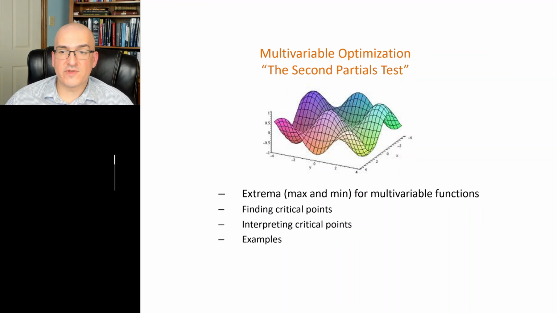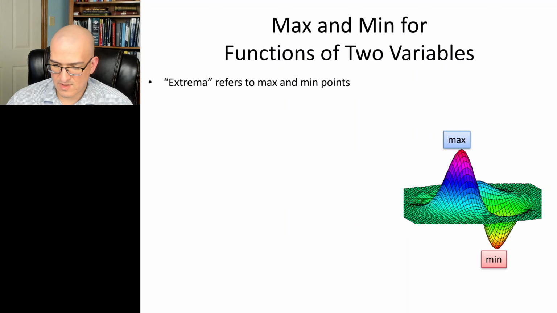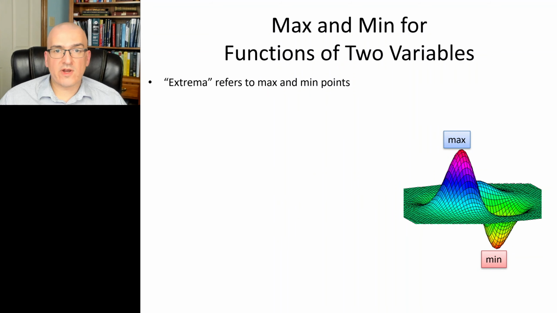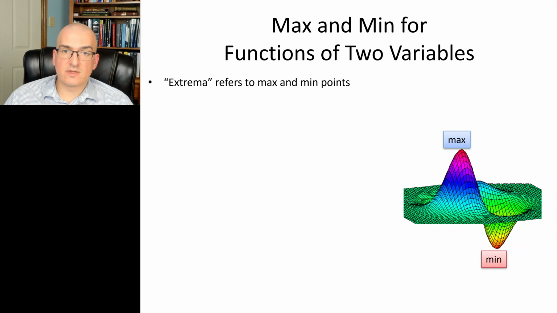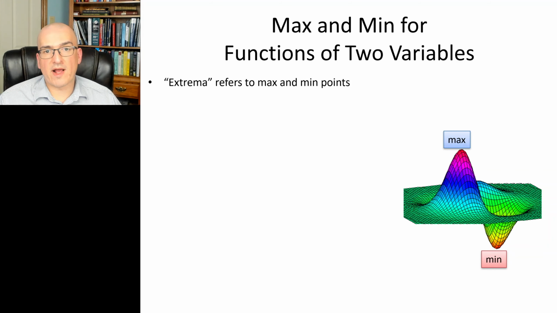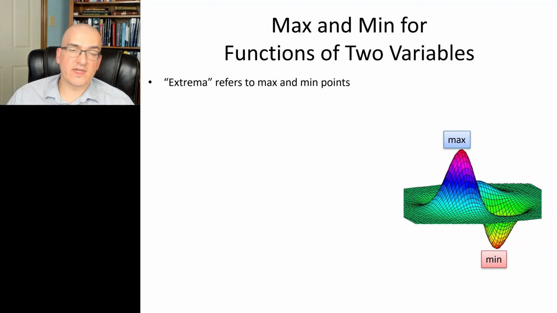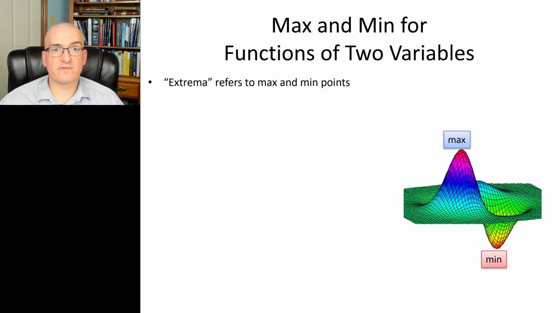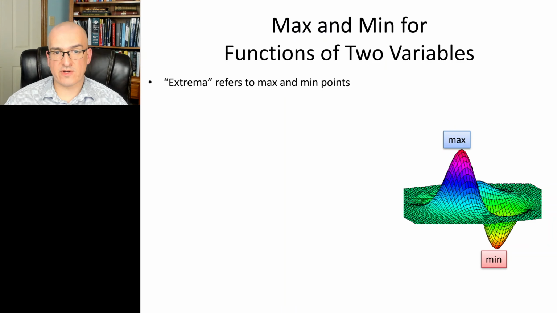Hey, in this video I'm going to describe how to do multivariable optimization. Single variable optimization is the process where we find local max and local min of a function using calculus. So we take the derivative, set the derivative to 0, solve for x. That gives us our set of critical points, at least for well-behaved functions.